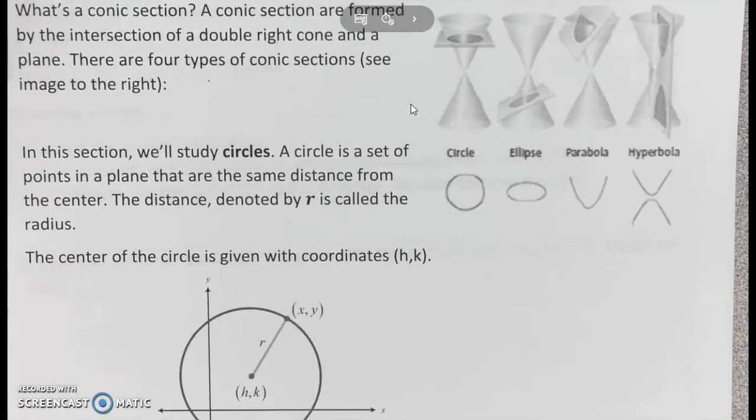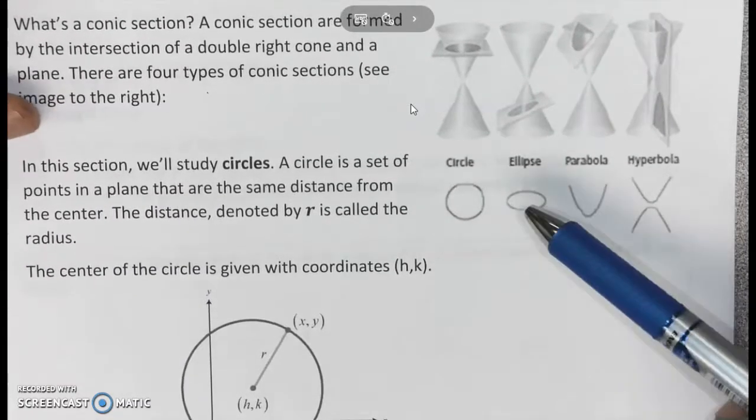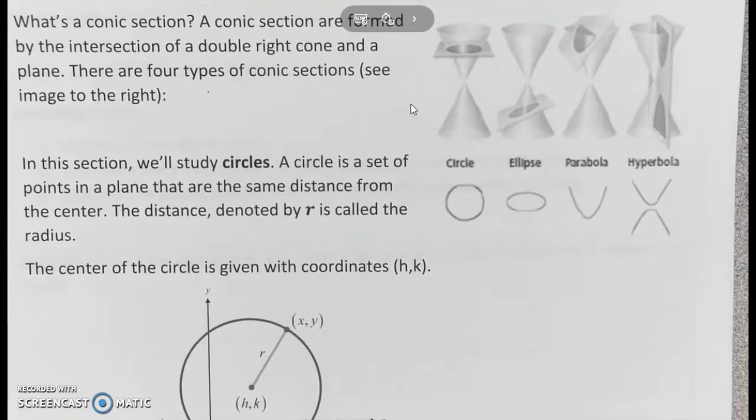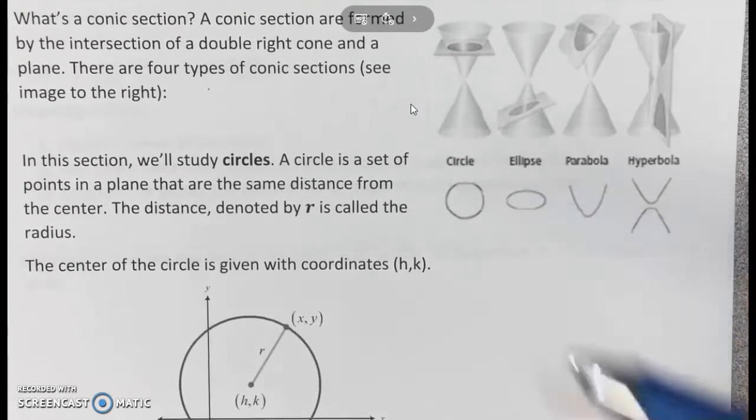So in this first section, we're going to study circles. And if you forgot about these conic sections, the YouTube link is on my site. You can go and rewatch that. So in this section, we're going to focus on the first conic section that is listed there. We're going to start with the circle.